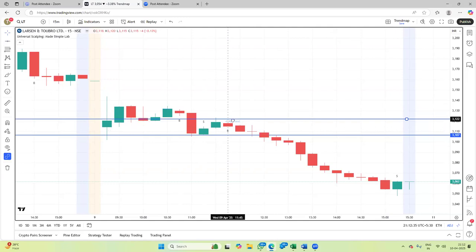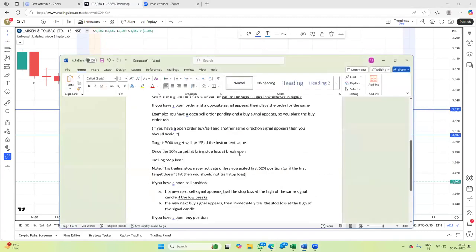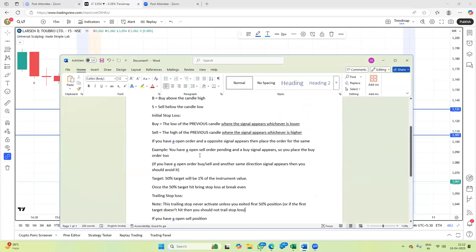Right. Should you move this here? No. Important. You have a pending open position. If you have an open order and the opposite signal appears, then place the order for it. But this is important: if you have an open buy or sell order and another same direction signal appears, then you should avoid it, right?